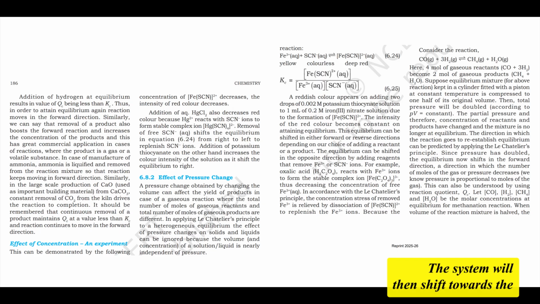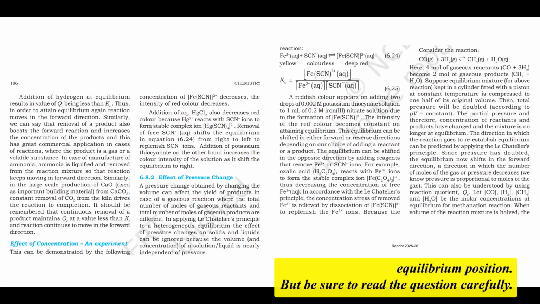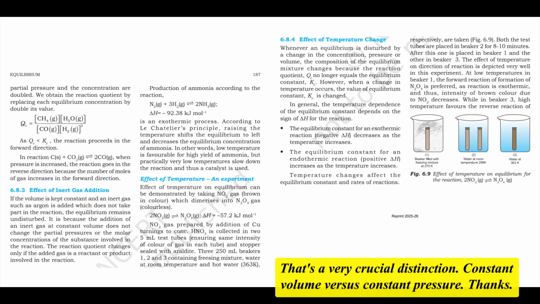The system will then shift towards the side with more moles of gas to counteract this effective dilution or decrease in partial pressures. For most exam purposes, unless stated otherwise, adding an inert gas usually implies addition at constant volume, meaning no effect on the equilibrium position. But be sure to read the question carefully. That's a very crucial distinction. Constant volume versus constant pressure.